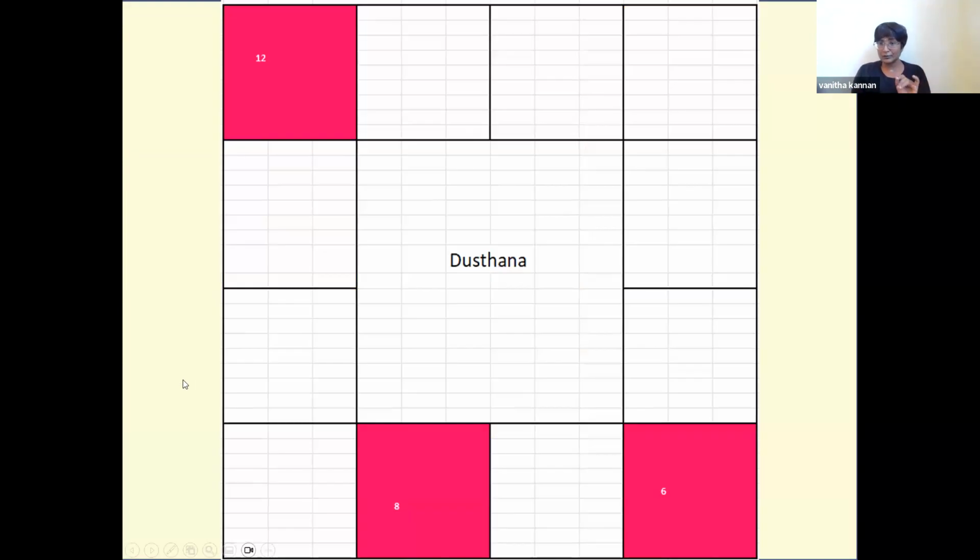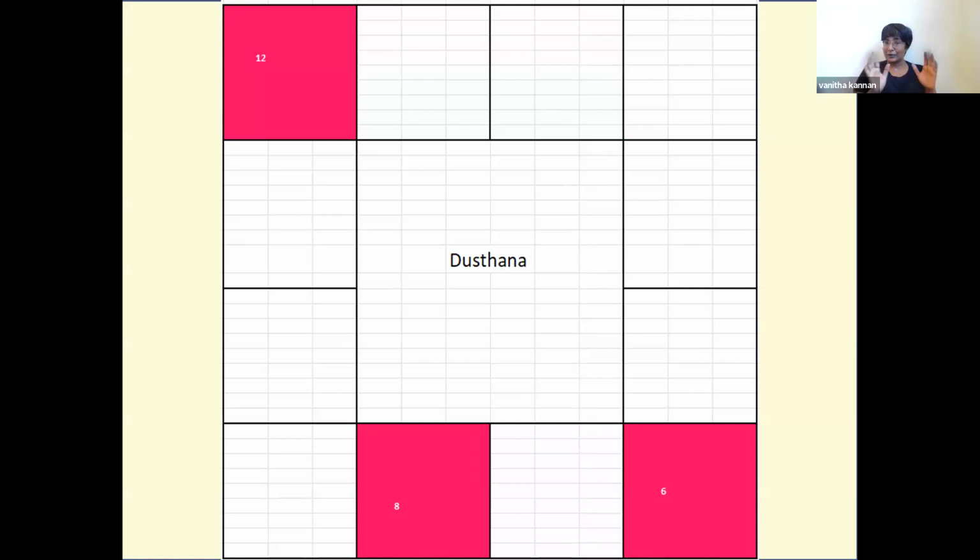Okay, this is about the Dusthana. Dusthana means the auspiciousness will be reduced to 0%. Remember that point. Auspiciousness completely reduced to 0%. So that becomes your Dusthana. And that is 6, 8, and 12. Okay, now here is the interesting point. The Upachaya will also have the 3, 6, 10, 11. And here the point, the 6th house is also Upachaya, is also a Dusthana.